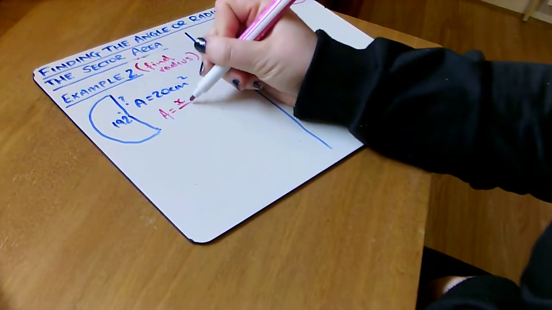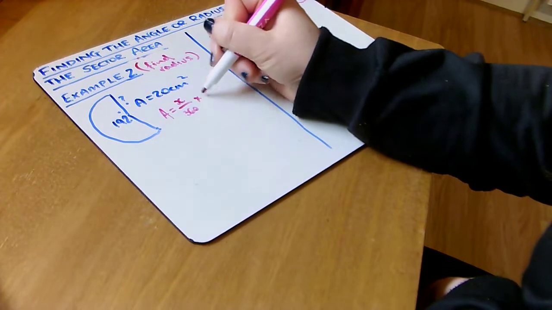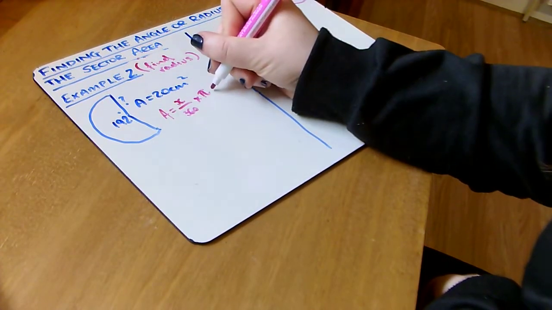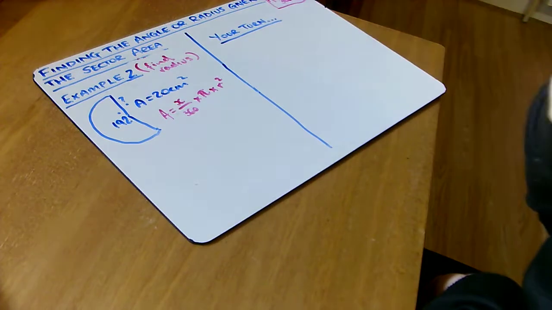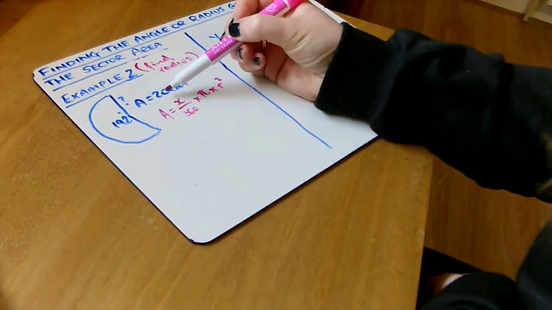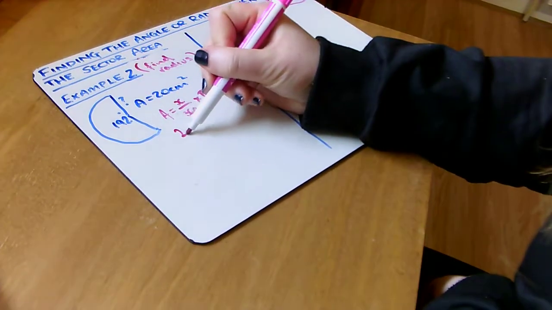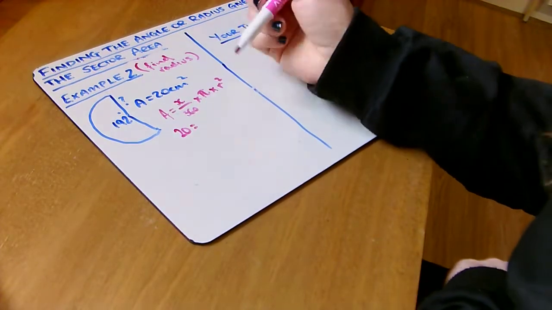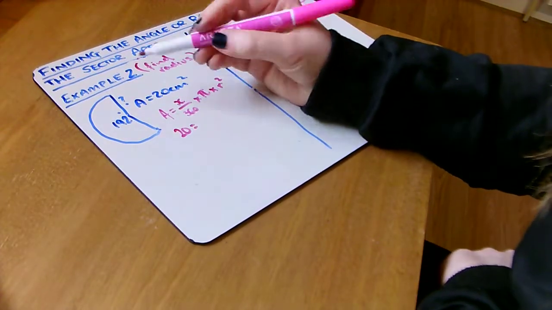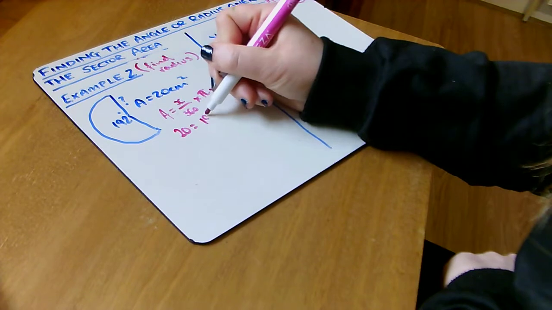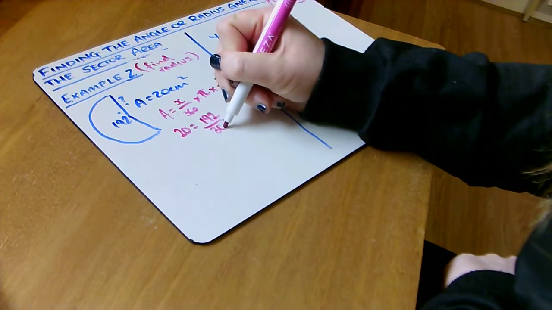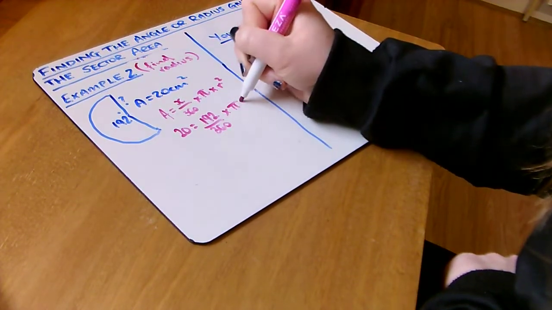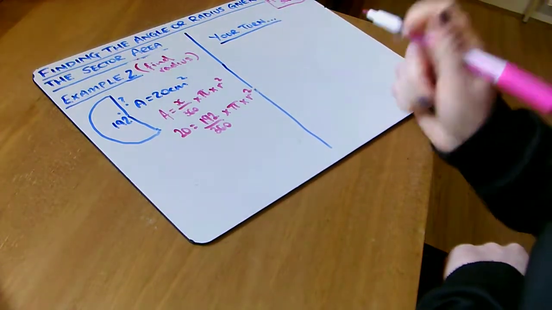Okay, so always starting with your formula. Area equals x over 360 multiplied by pi times the radius squared. Now we know the area is 20 square centimetres. We know the angle this time as well. That's 192.